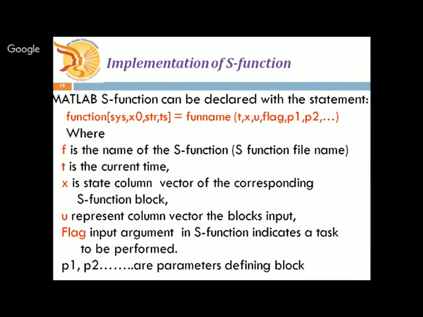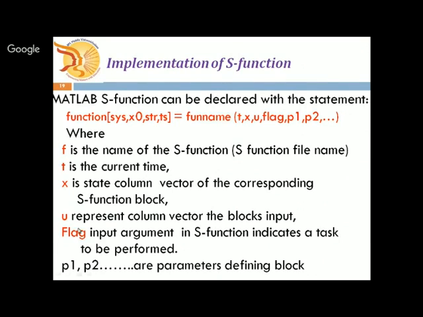Level 1 S functions are implemented as Matlab functions, where the structure of a Matlab function is keyword function followed by output argument, for output argument, sys, x0, string, ts, with the function name or file name of the function, input argument t, x, u, flag, p1, p2, and this p1, p2 are the additional parameter that we can supply to the S function block through the dialog box. Flag is basically a very important parameter that tell the Simulink to perform the task.